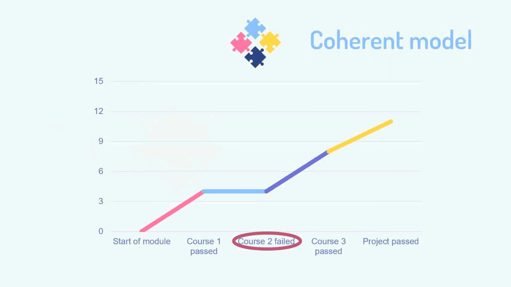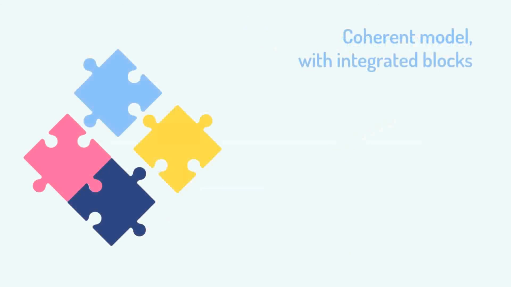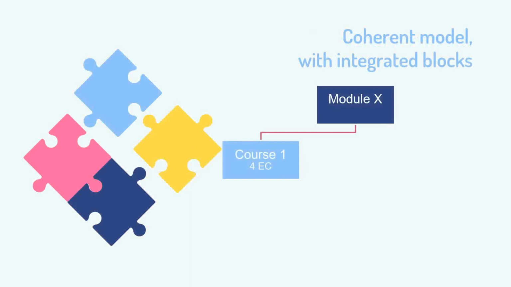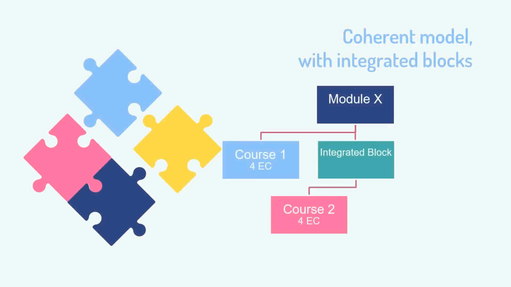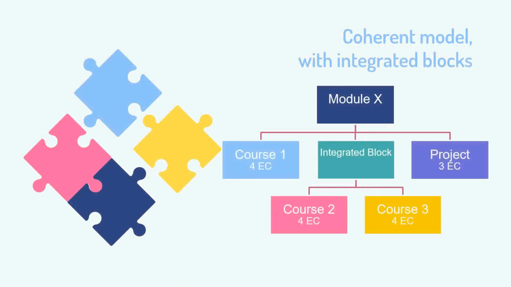A special model is a combination of the two and can be named coherent with integrated blocks. In this model, course 1 is a coherent course, there is an integrated block of courses 2 and 3, and there is a coherent project. So you have course 1 of 4 EC, you have an integrated block of 8 EC, and a project of 3 EC.